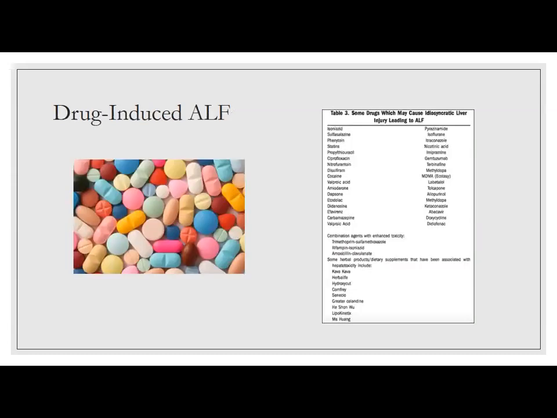This is just a table of all the drugs that have been indicated as causes of acute liver failure. It's kind of blurry. So lots of things can do it, and herbal supplements as well. So you really got to be careful with the liver.